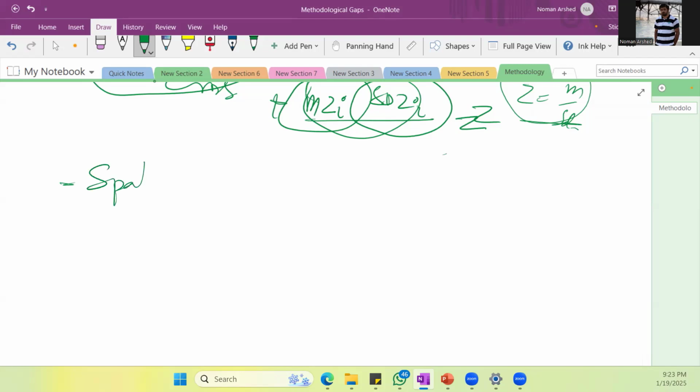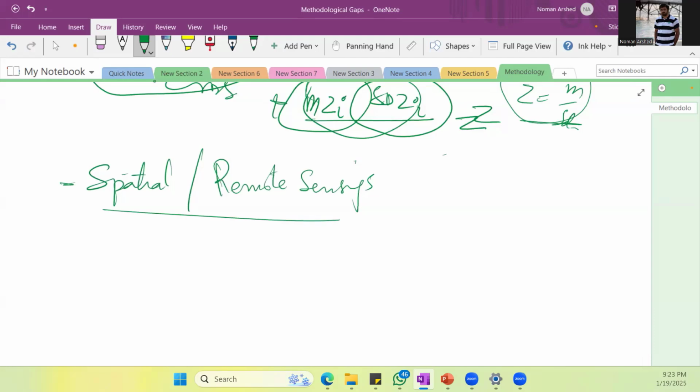Second form that I usually use is called spatial or remote sensing transformations. So in the spatial transformation, what you can do is you can go in the panel data and allow for the spillover effects of neighboring countries. Okay, so there are many models that you can use. We can discuss it some other time in detail.